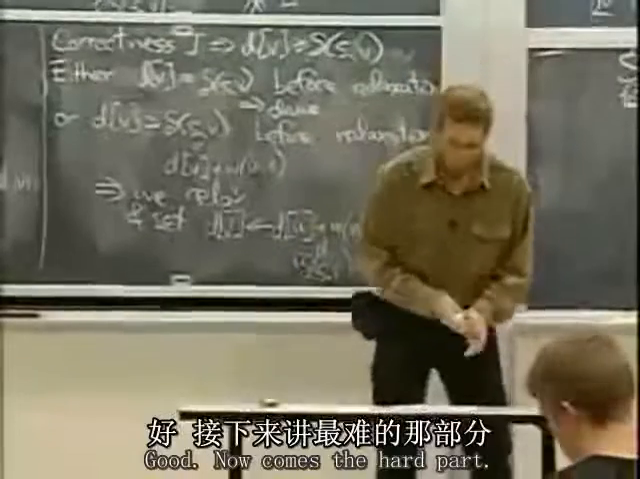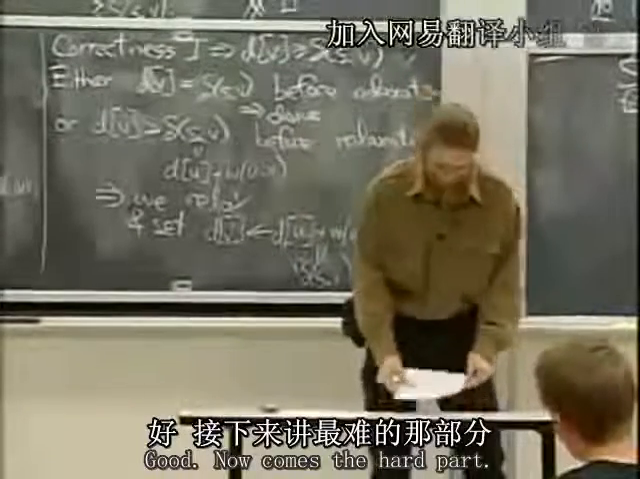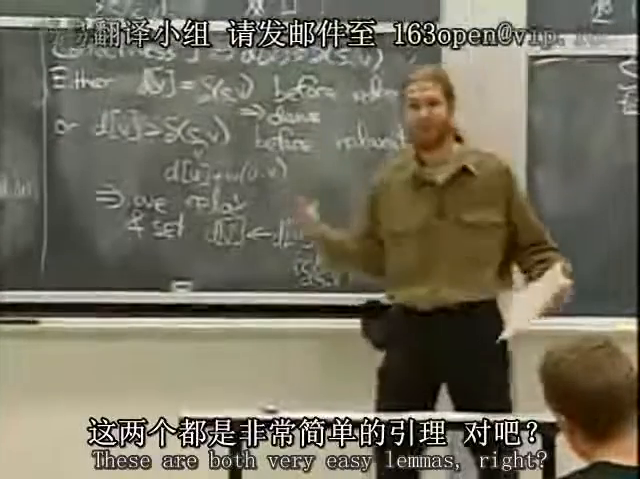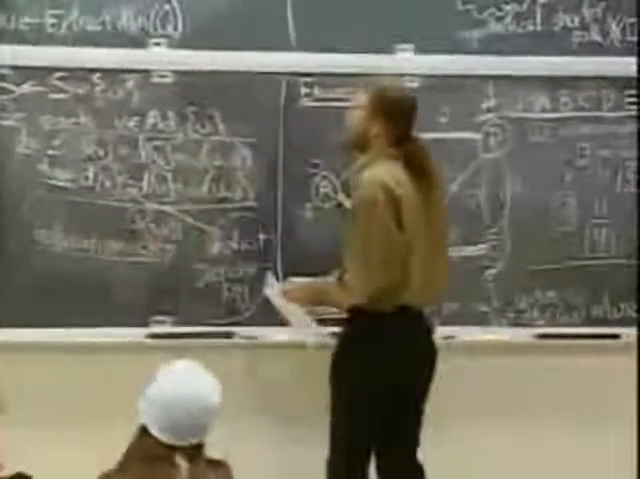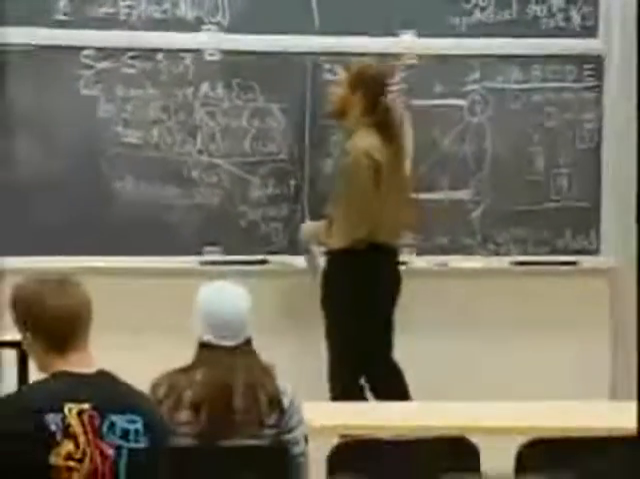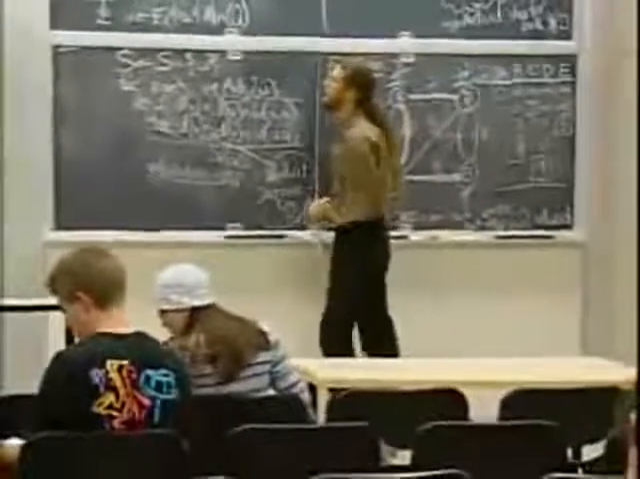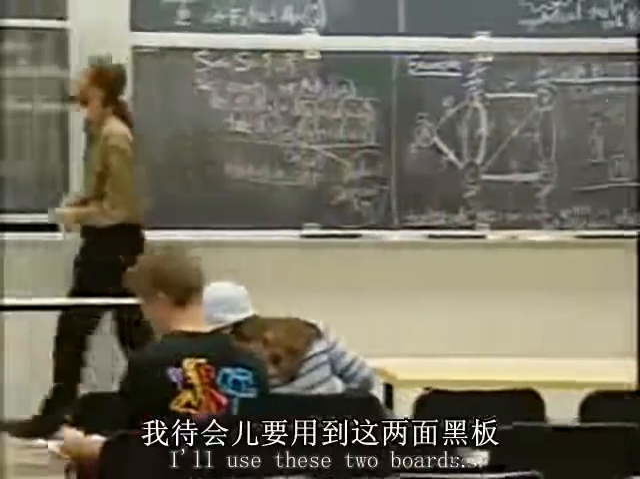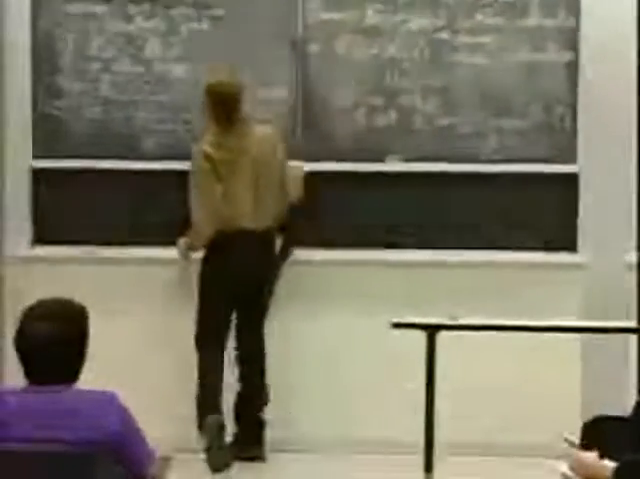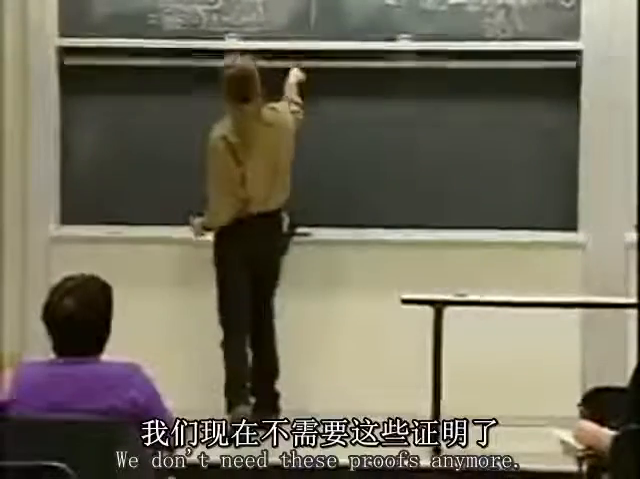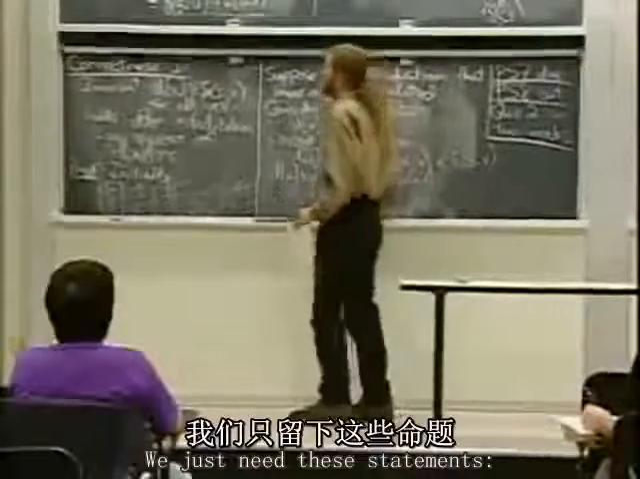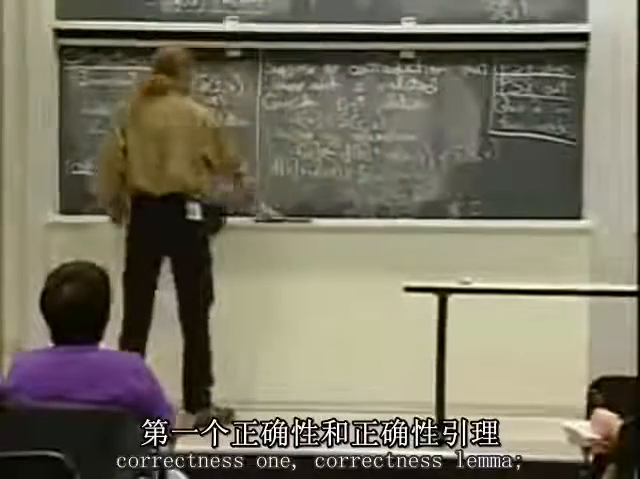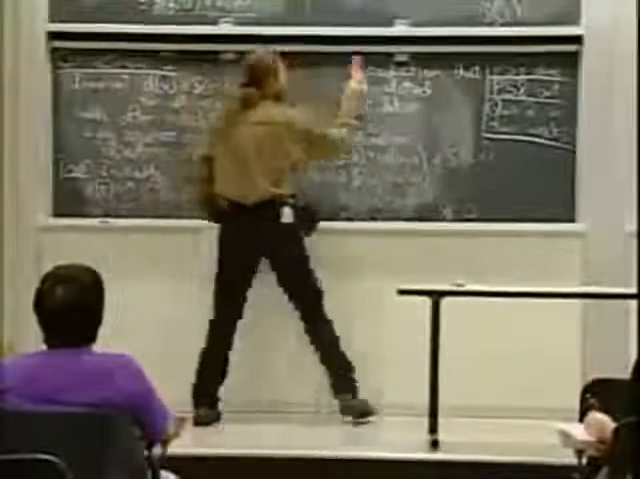Good. Now comes the hard part. These are both very easy lemmas, right? Let's use these two boards. We don't need these proofs anymore. We just need these statements. Correctness 1, correctness lemma. Great names.